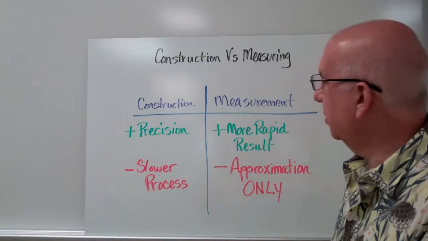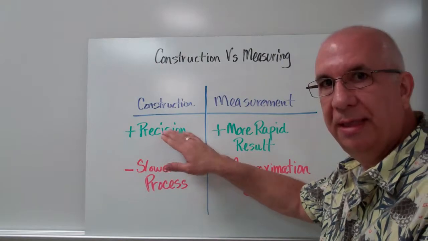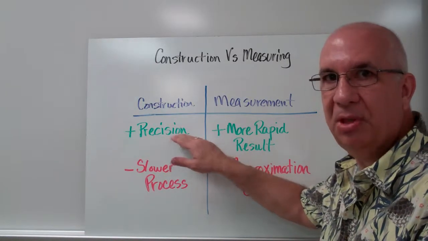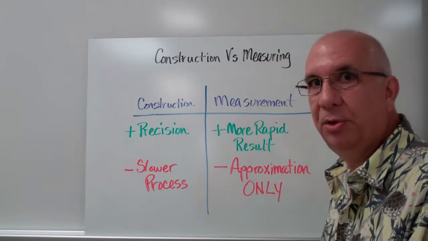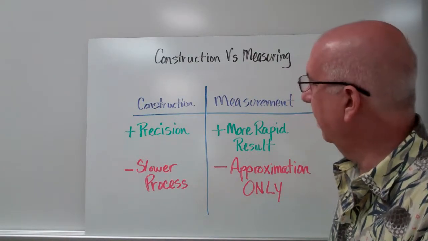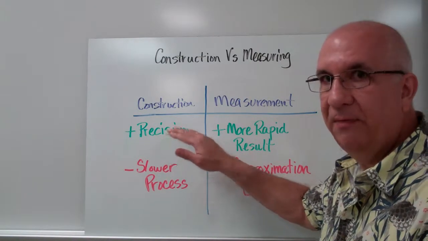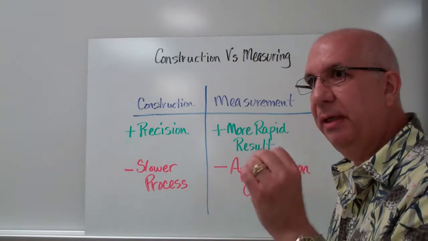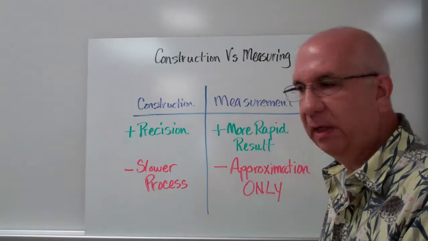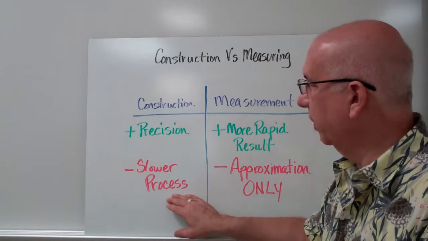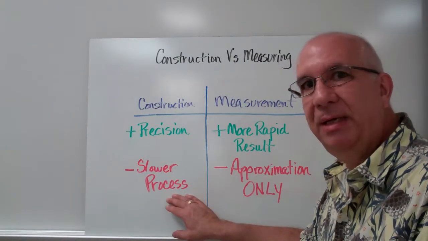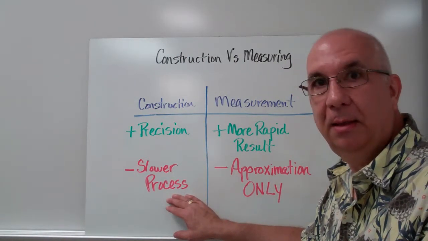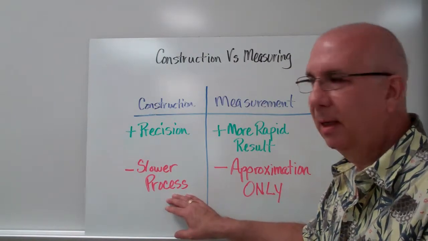Construction. The pros, the advantage of using the construction is that the construction is absolutely precise, assuming that you do the construction correctly. That's the advantage. It's precision. They are congruent figures. The disadvantage of a construction is it might take you a little longer than otherwise.